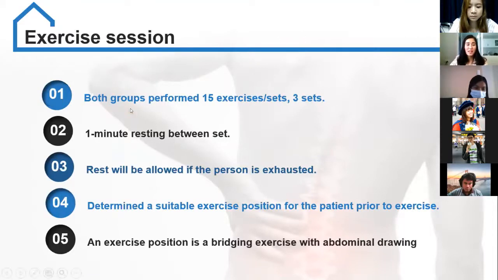In the exercise session, both groups performed each exercise 15 times for 40 sets, with 1 minute of rest between sets. Before exercise, the researcher determined the appropriate exercise position suited to each patient to reduce the risk of injury. The exercise used in this study was breathing exercise with abdominal drawing.